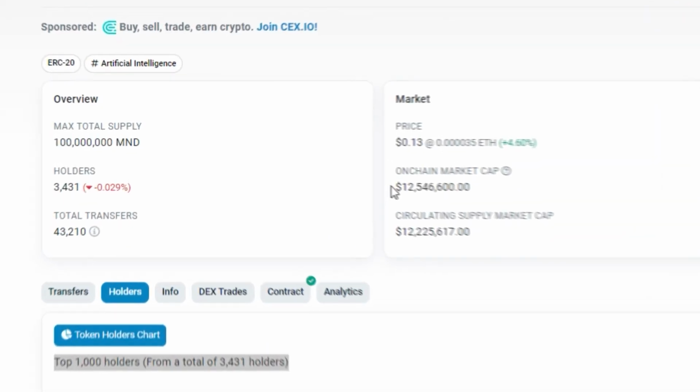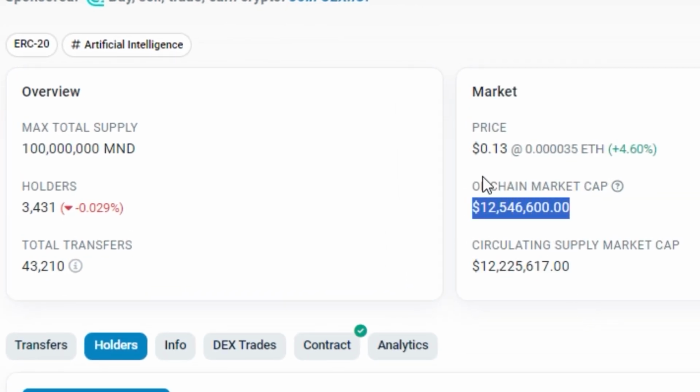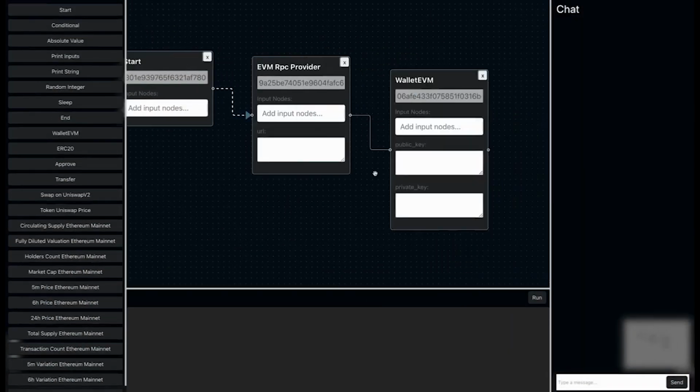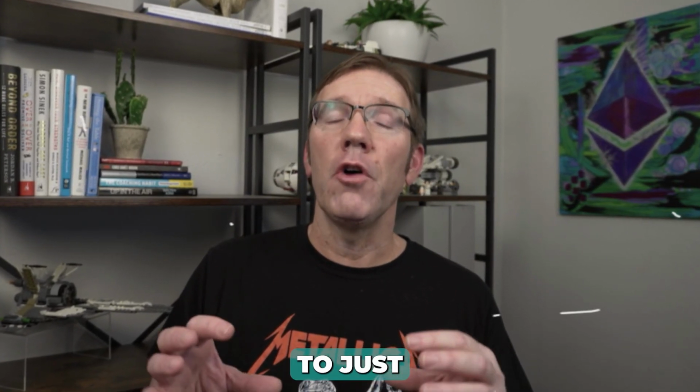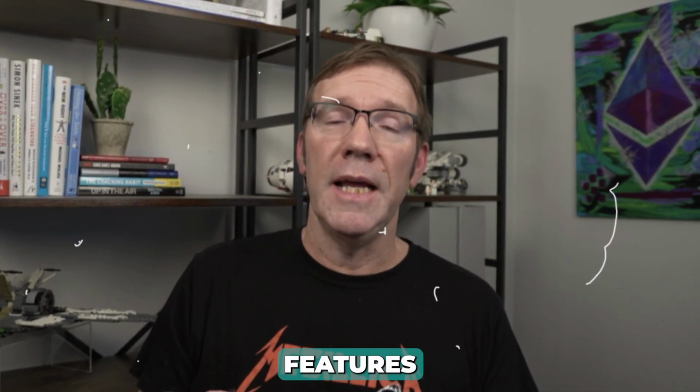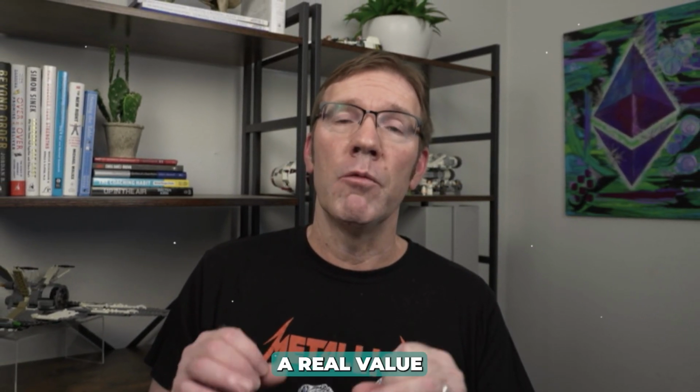So bear in mind, it's about a $12 million market cap right now. They're about 13 cents a token currently. The chart looks good. I think that there is a huge potential for the software and its uses. I think it would help bolster the market cap if there was more of a benefit to just holding the token as opposed to speculating on it. There was a revenue share, but then again, maybe the upgraded features and services are going to provide a real value for people that hold the token. We'll have to see what those are when they come out. And I think that's about all I have for the MND protocol.